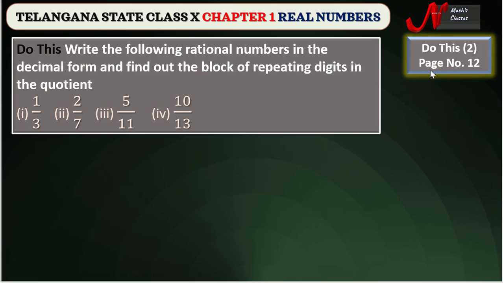In this session we do page number 12. This is the second problem on page number 12. In this problem it is given: write the following rational numbers in decimal form and find out the blocks of repeating digits. Here 4 bits are given. We solve one by one.